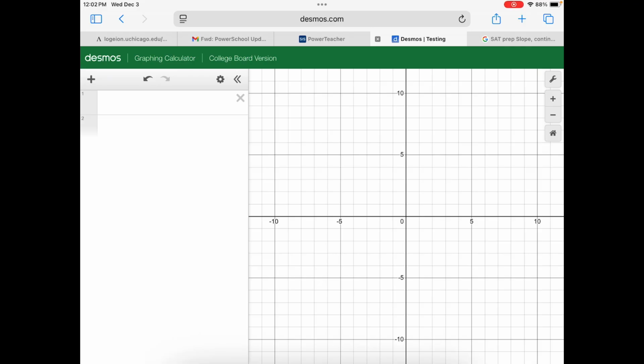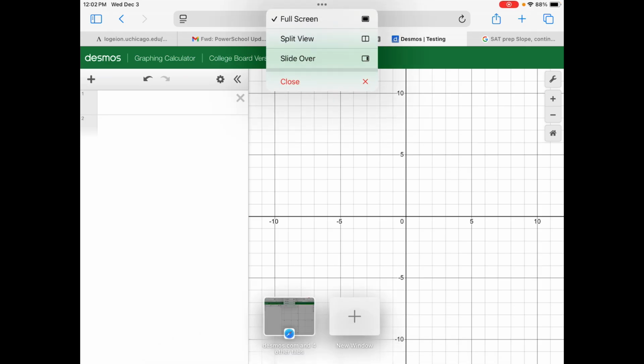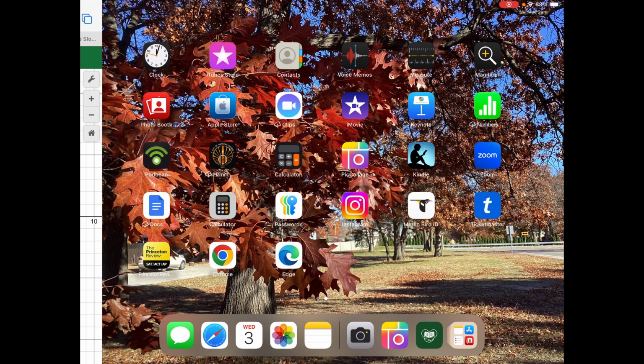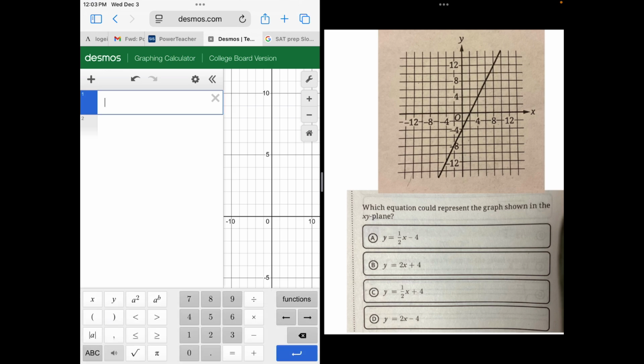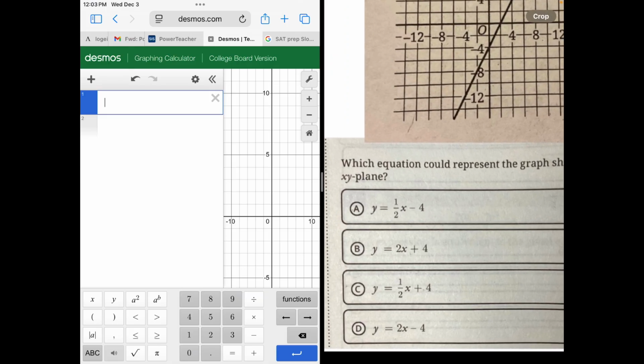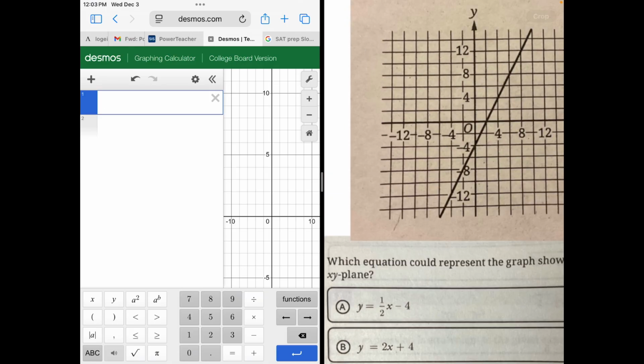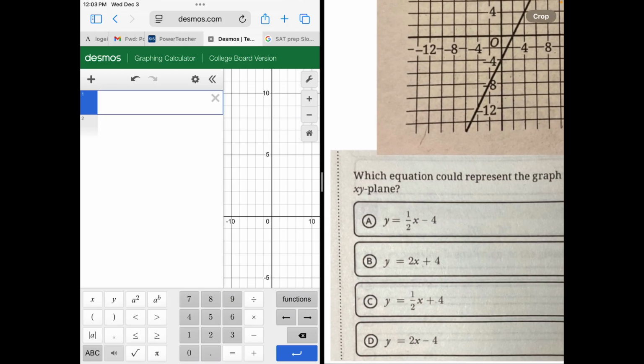Okay, the next step is actually to put in those equations. Let me see if I can split screen. You can do this by looking at your worksheet if you are in class. So over here on the left side of the Desmos calculator is your expression field or your equation field. We're going to start by putting in answer choice A, and we're going to see if that gives us a graph that looks like the graph in the question.